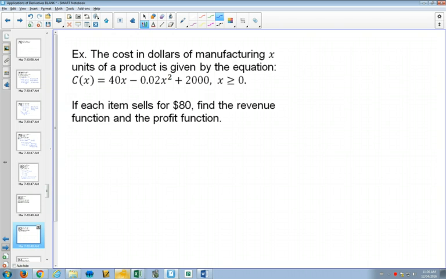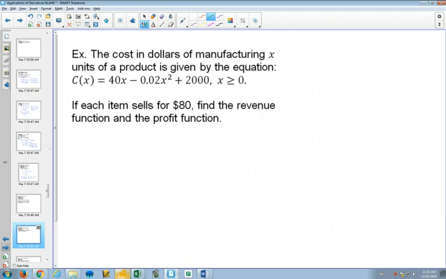The cost of your materials comes into effect, and that's what I tried to put with the 40x minus 0.02x squared. You're going to have to buy materials, but usually the more materials you buy, the better deal you get from the company. So there is a cost for your materials, but the more you buy, the less that cost is. So that's our cost function.